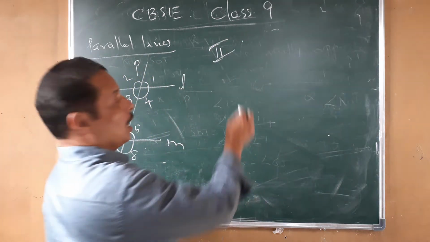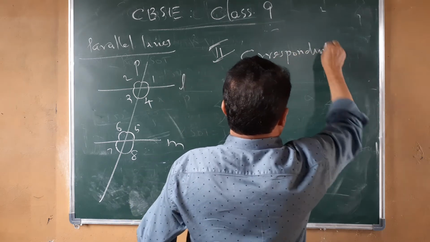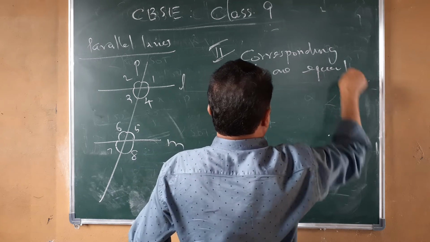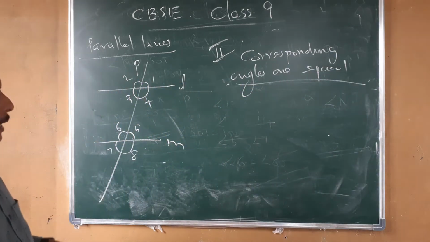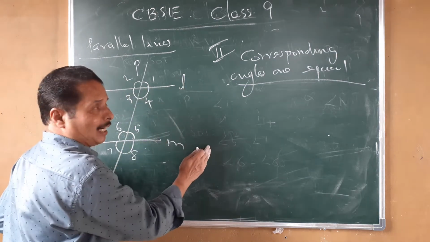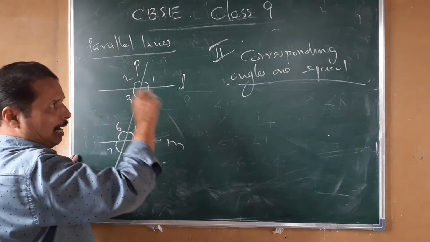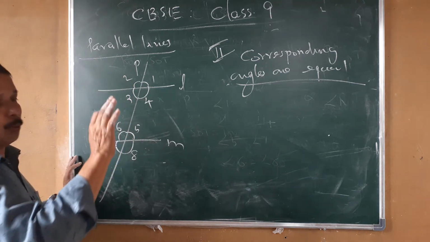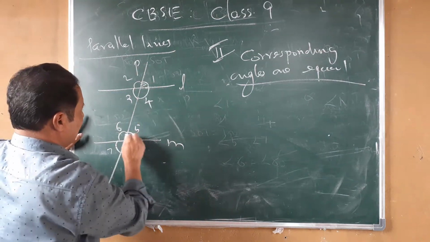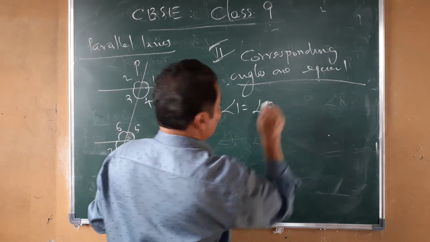Second, corresponding angles. Corresponding angles are equal. You already studied corresponding angles. Angles in the same position. If two parallel lines are intersected by a transversal, then the pairs of corresponding angles are equal. Now one of the pair is 1 and 5. They are in the same position. See that? Angle 1 equal to angle 5.